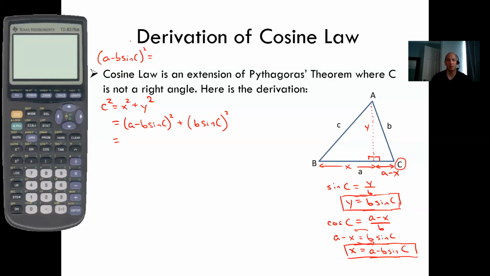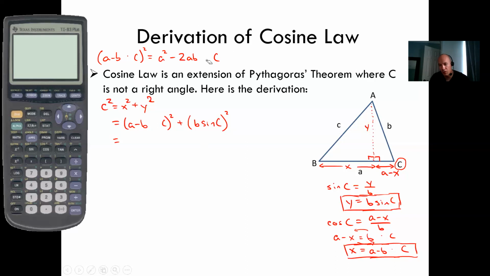Okay, so we have to FOIL this out, right? The first term is going to be a squared. And then when we multiply this in with itself, we're going to get 2ab cosine c. And then, oh, crud, I made a tiny little mistake. So those of you sitting there going, you made a mistake, yeah, there we go. Okay, so I had sine. This was actually supposed to be cosine.